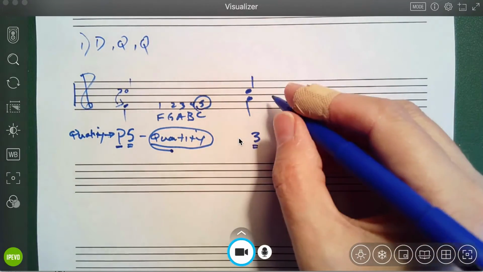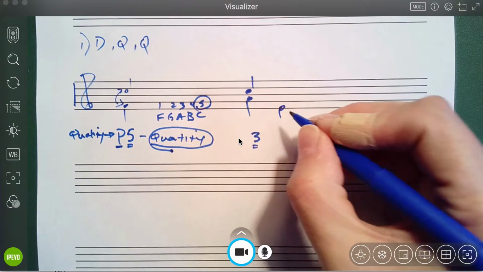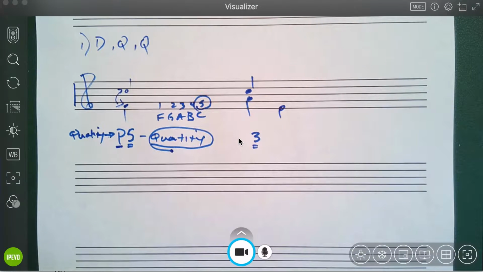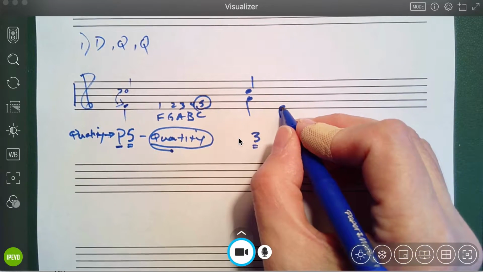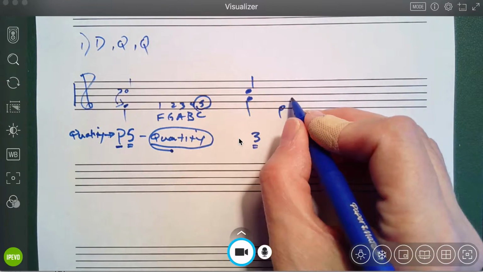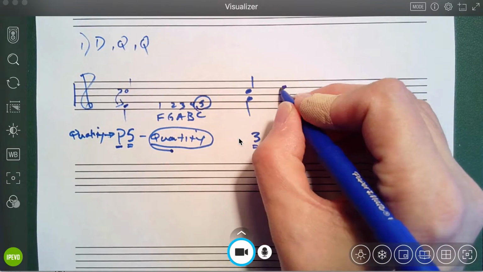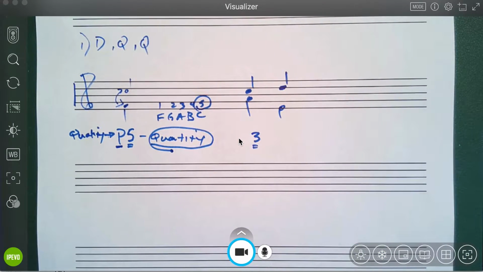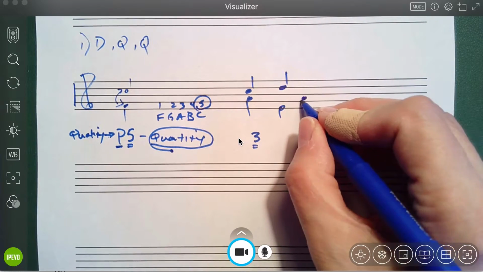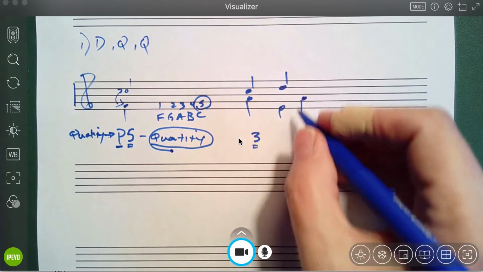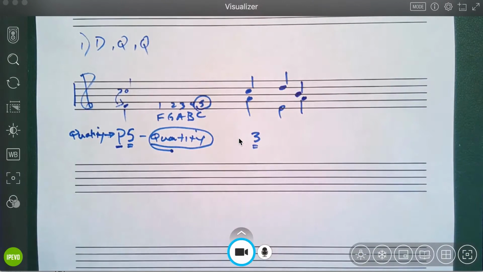If I wanted a seventh above E, I would count E, F, G, A, B, C, D to the seventh note, including the note I started on. E, F, G, A, B, C, D. And that would give me a seventh. If I wanted a second above A, I would count A, B. And there's the B of the second.